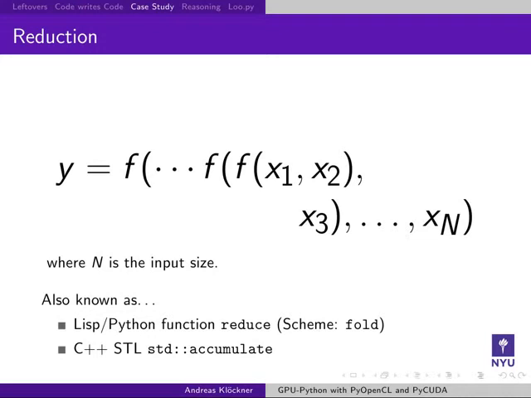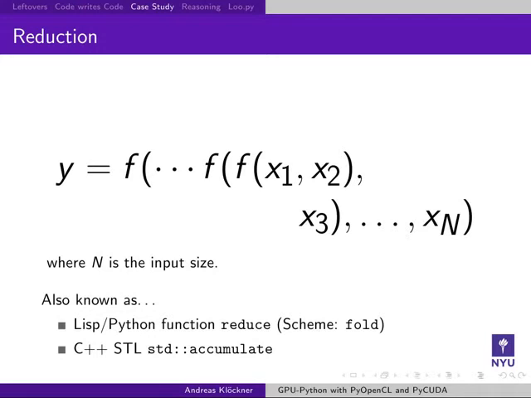Next most complicated thing is reduction. What's reduction? Reduction is, as you've seen, apply a function to the first two, then another function to the result of that and the third one, and so on and so forth until you've done everything. This is, in Lisp or Python, a function reduce. The C++ guys, of course, had to rename it. They think it's accumulate. Fair enough. Oh, and Scheme also renamed it to fold.